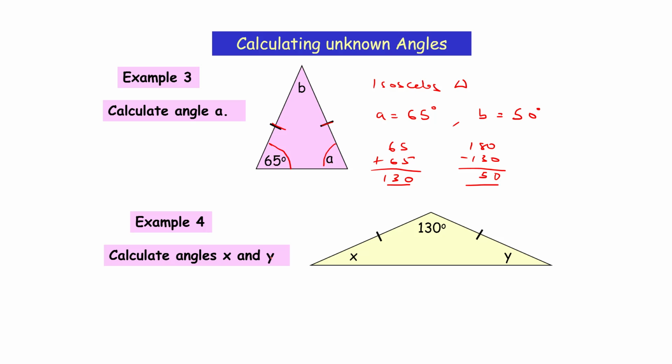So have a look at this example here. This time, again, we've got an isosceles triangle. As that side equals that side, that means these two angles are going to be the same. Okay. So if we do 180 take away 130, it leaves us with 50 degrees. These two angles are going to add up to 50, but they're the same. So if we halve 50, 50 divided by 2, which is 25 degrees, we know that x equals 25 and y equals 25. So x equals 25, y equals 25 degrees. Good.